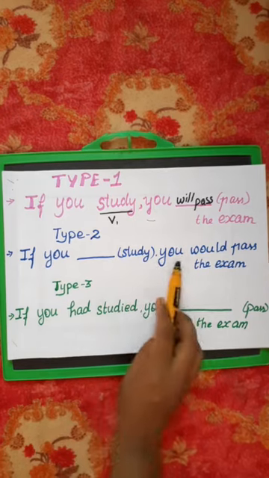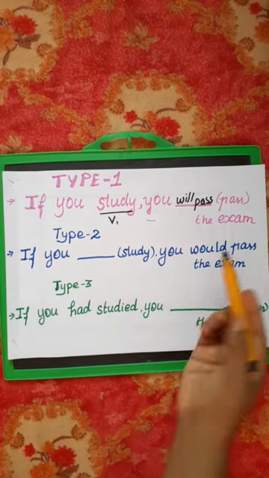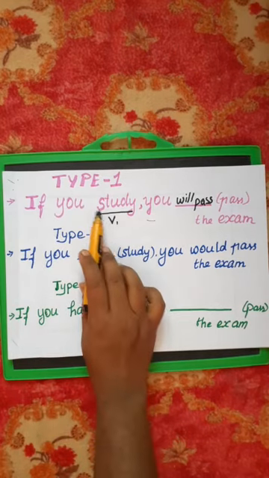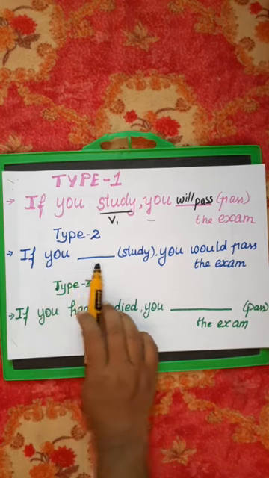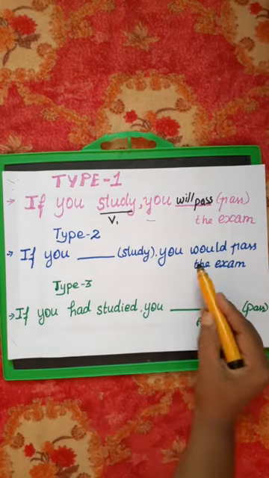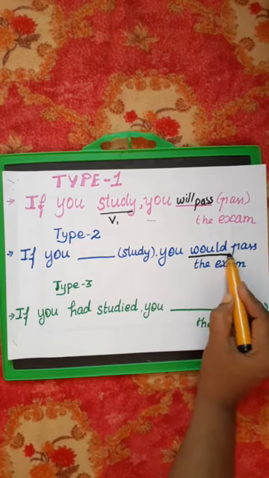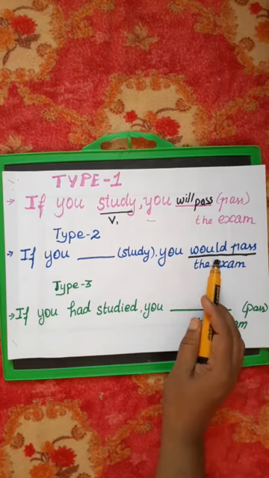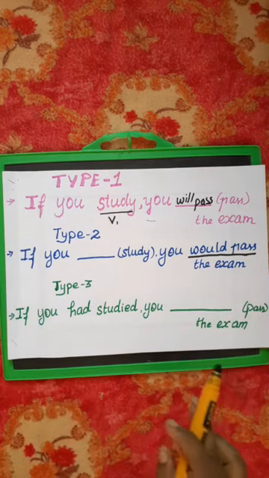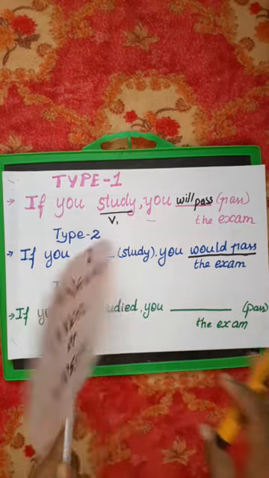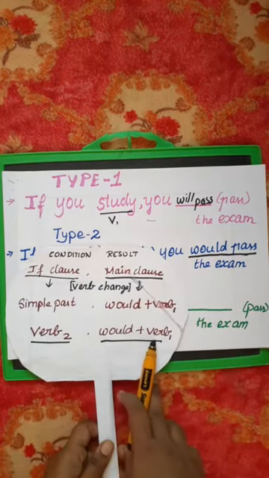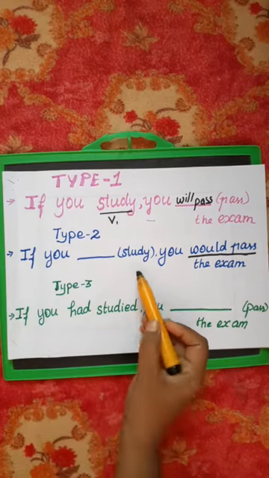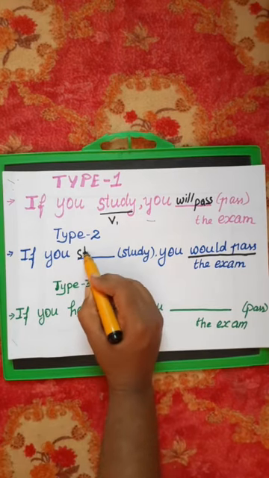Type 2. If you dash study, you would pass the exam. How do we find it? Here we have to see the verb. They have given the dash in the if clause, so we have to see the main clause verb. Would pass. Then you have to remember, this is an imaginary condition. When you find would plus V1, then in the if clause you have to use verb 2. So study will be changed into studied.